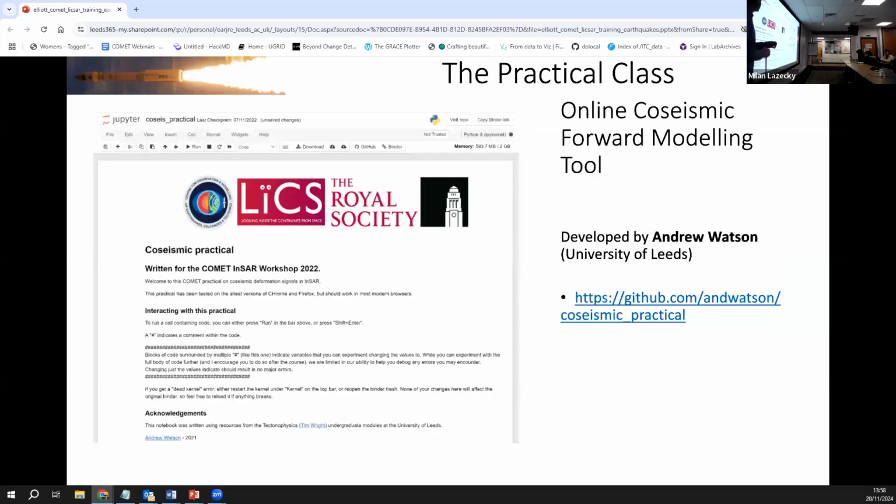So in terms of the practical class, this is what we'll do in the next session. This was developed by one of my PhD students, Andrew Watson here. So it's a Jupyter notebook to work through the four models to COMET.